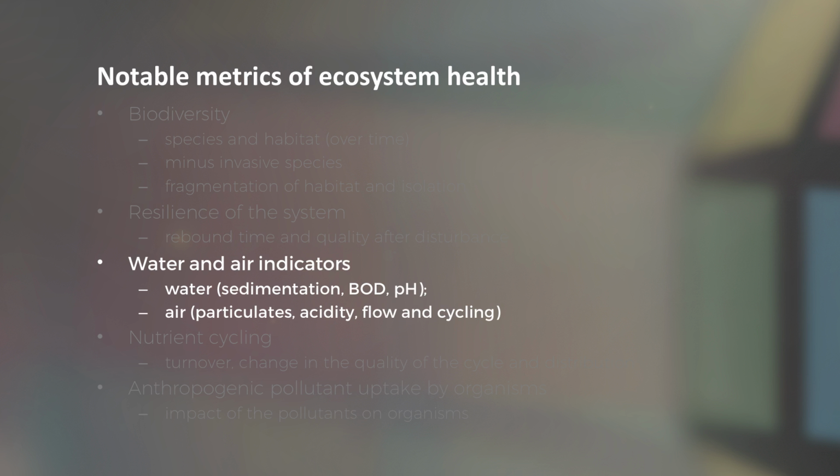Water and air indicators are extremely important in understanding the connection between environmental health and human health. We have some key indicators we use in this regard, like biological oxygen demand or BOD, as well as pH, which is the level of acidity that exists in systems. And we have acidity both in water as well as in air.